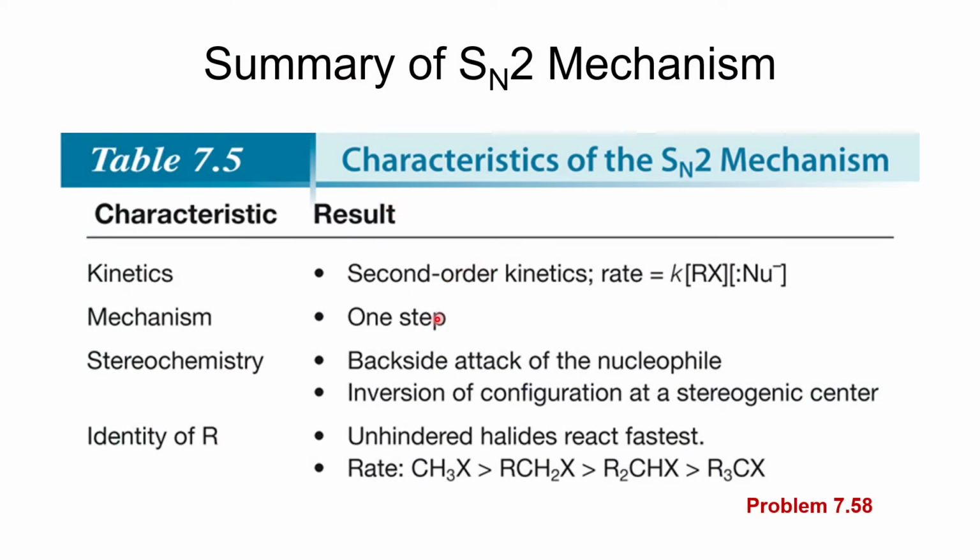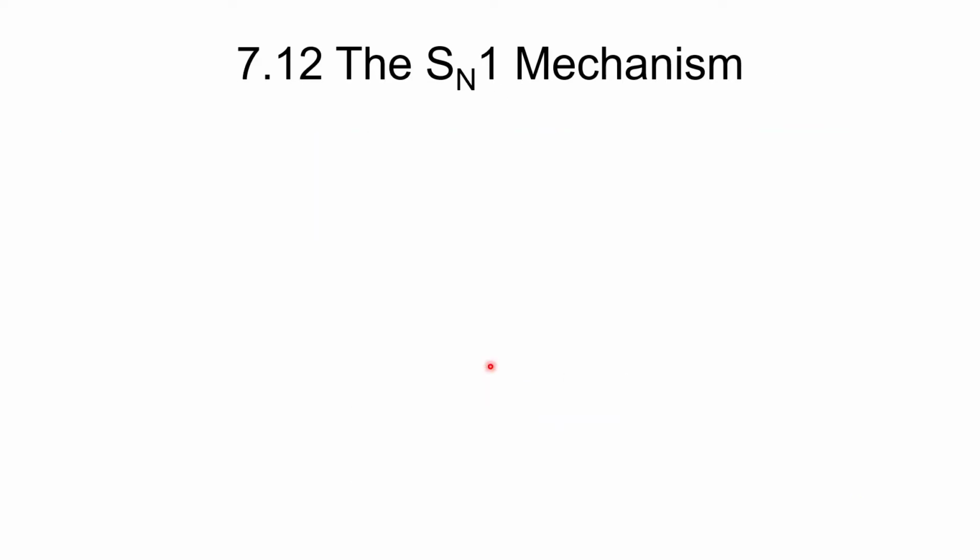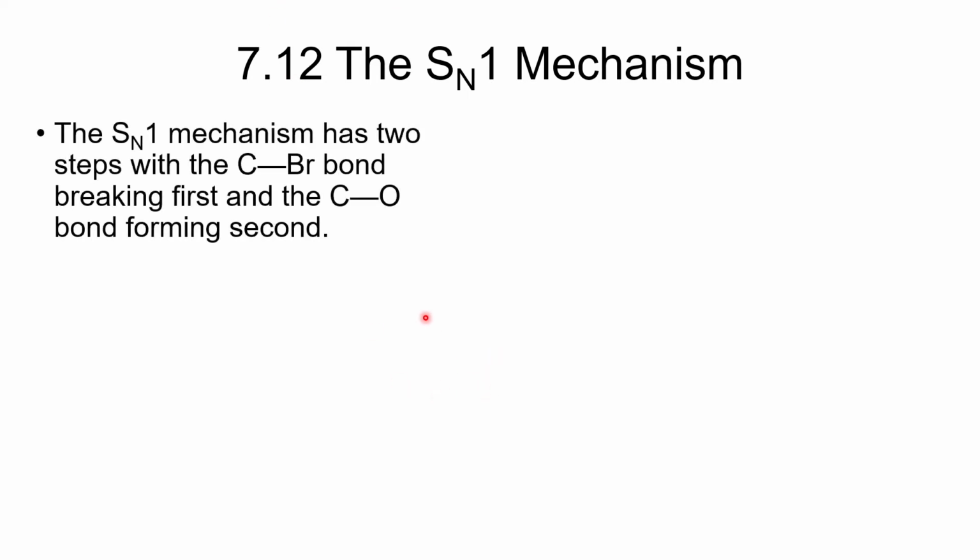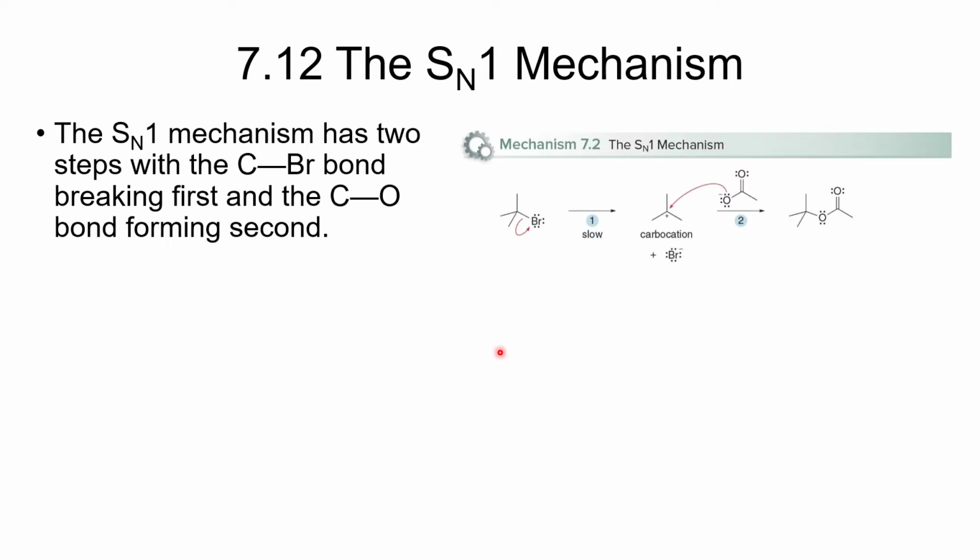All right, so now that we've done the SN2 mechanism, we want to look at the SN1 mechanism. So the SN1 mechanism has 2 steps. In the first step, we break the carbon-halogen bond, and in the second step, we form the carbon-nucleophile bond. So our first step will always be the slow step in an SN1 mechanism. So we're going to break that carbon-halogen bond in that first slow step. We will form a carbocation intermediate.